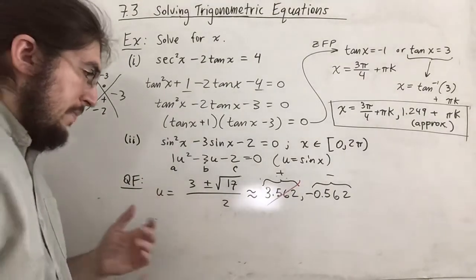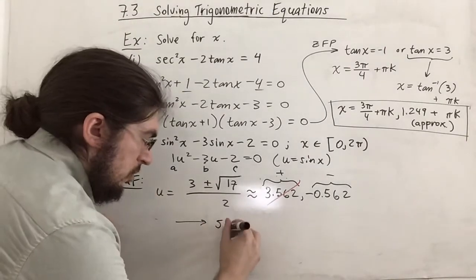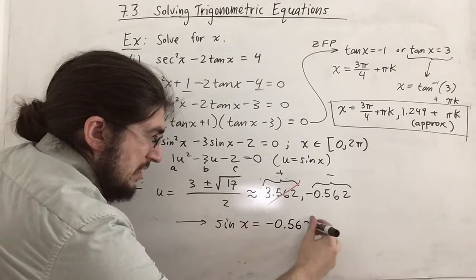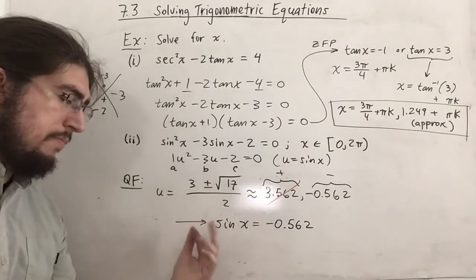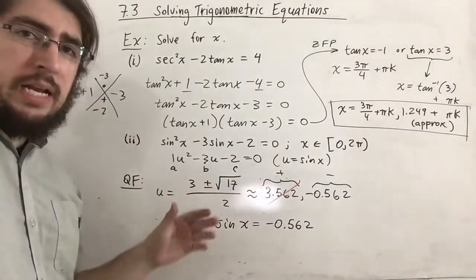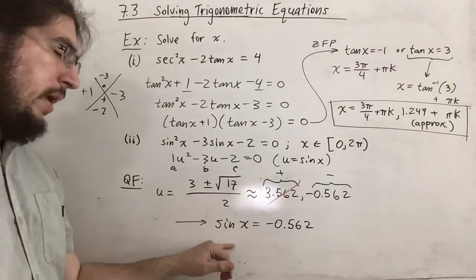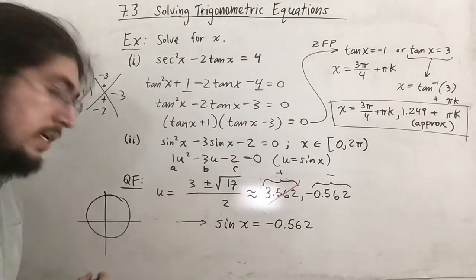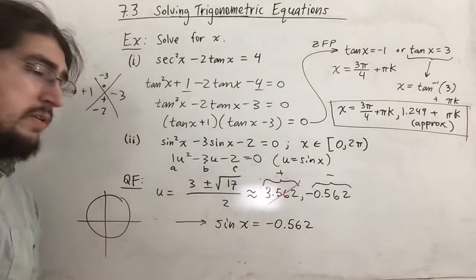At the same time, when sine is equal to -0.562, similar to what we did for tangent, we can look at the inverse of this, but it'll only give us values in the first and fourth quadrant, because the range of sine inverse is between -π/2 and π/2, and in this case it's inclusive, so they're closed.